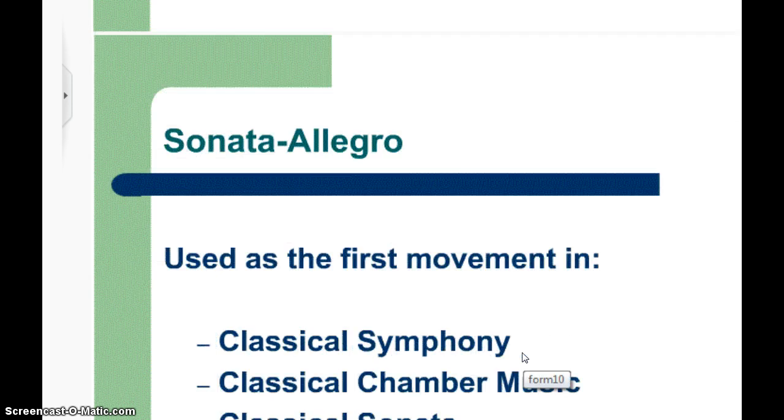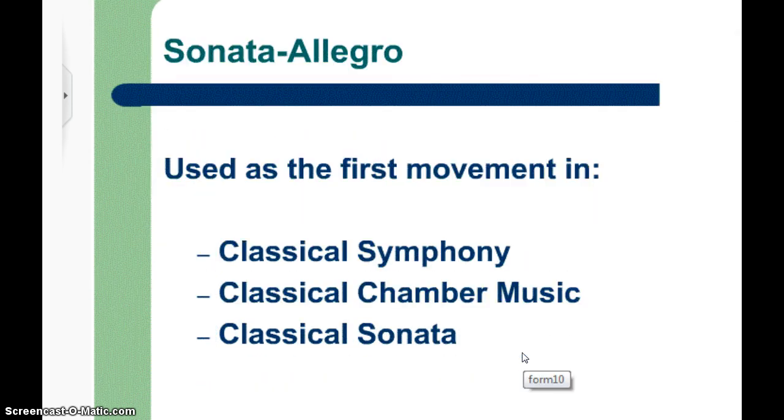The Sonata-Allegro form is used as the first movement in a classical symphony. So depending on whether it's Haydn, Mozart, whatever, the first movement will be in the Sonata-Allegro form, and you'll be able to hear the themes and so on. And also in chamber music and the classical sonata, and also in the concerto, which we looked at. So it's a form within a form, okay?